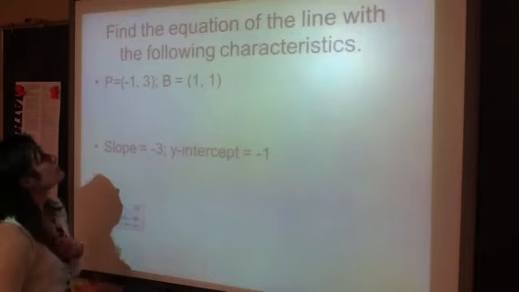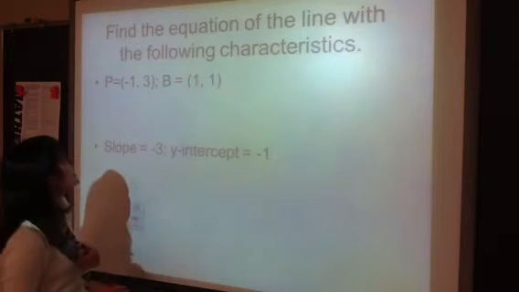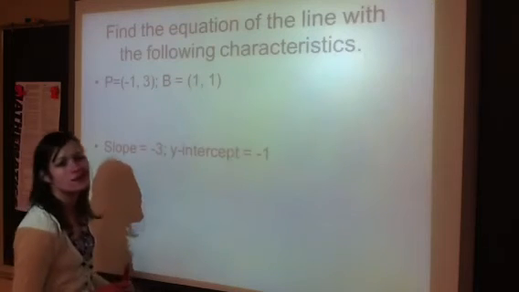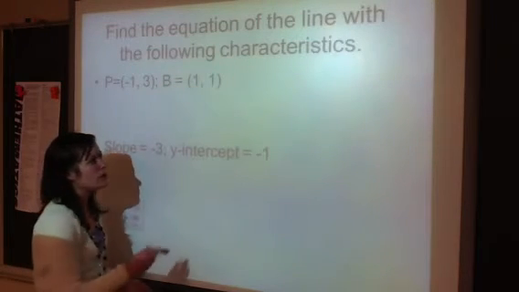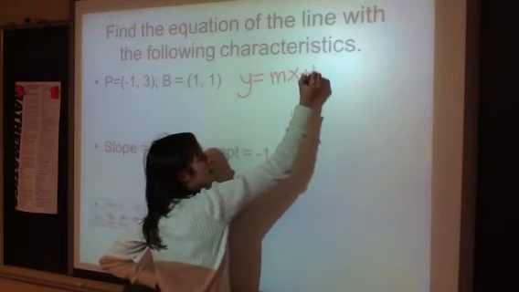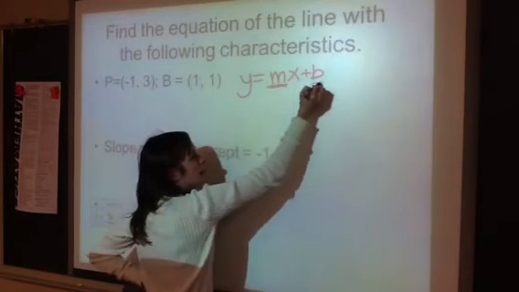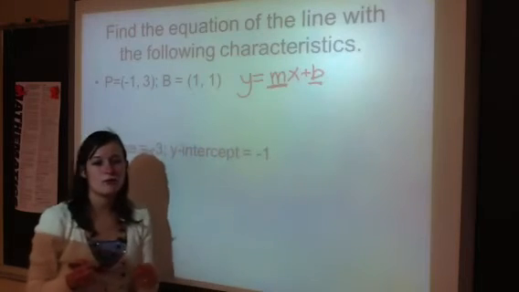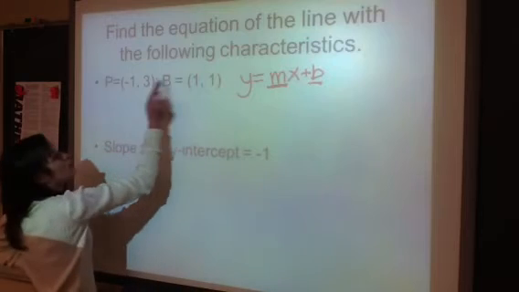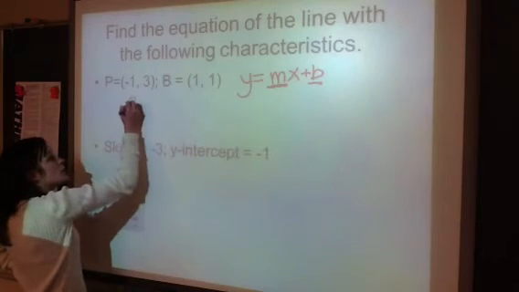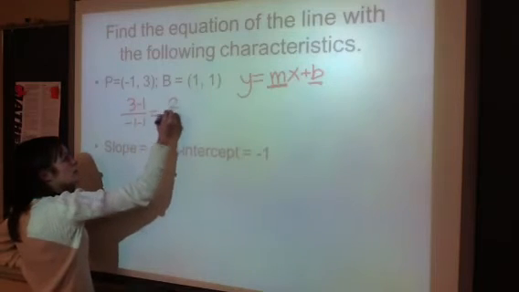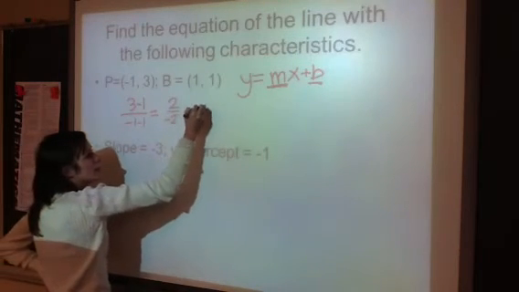Alright, find the equation of the line with the following characteristics. Here's a point, and here is a point. Uh-oh. When we write an equation, we have to have y equals mx plus b. We have to have the slope, and we have to have the y-intercept. You should know from World of Functions, we find our slope first. So find your slope between these 2 points. You should go 3 minus 1, and negative 1 minus 1. And you get 2 over negative 2, which is negative 1.